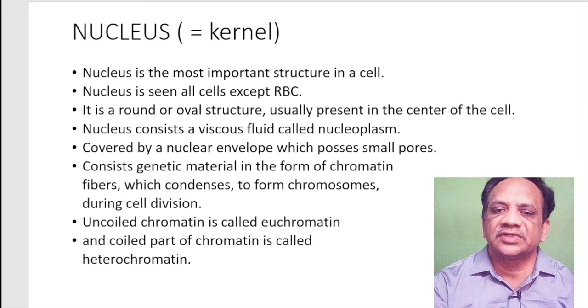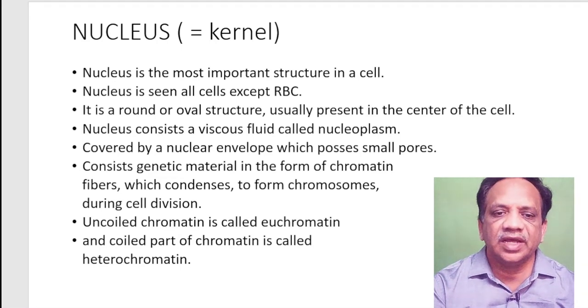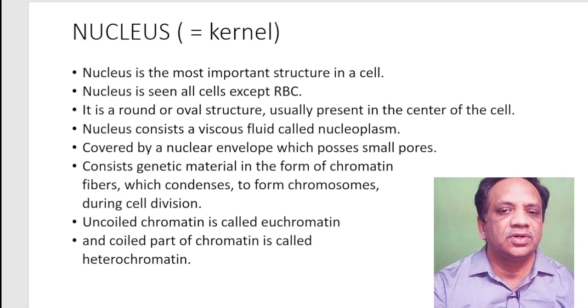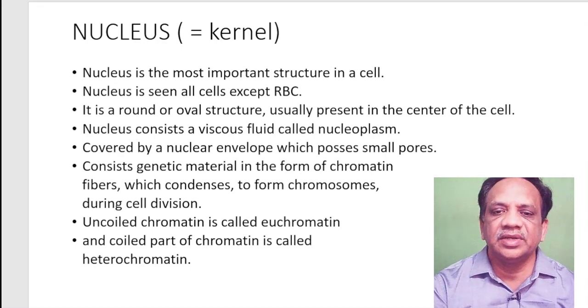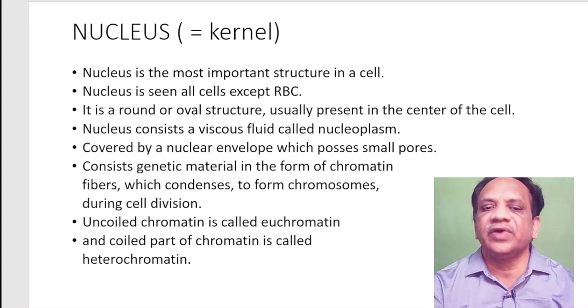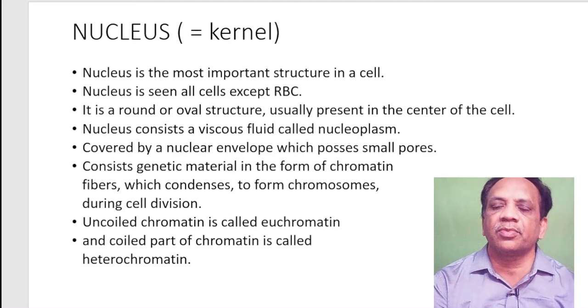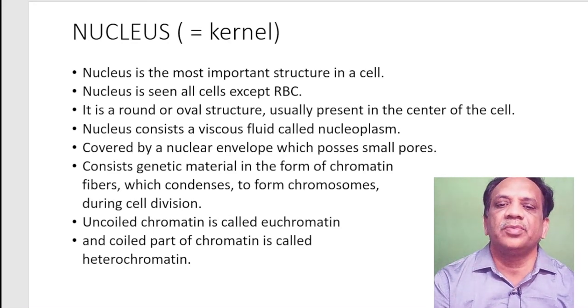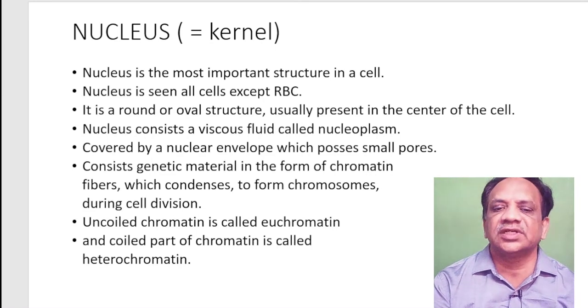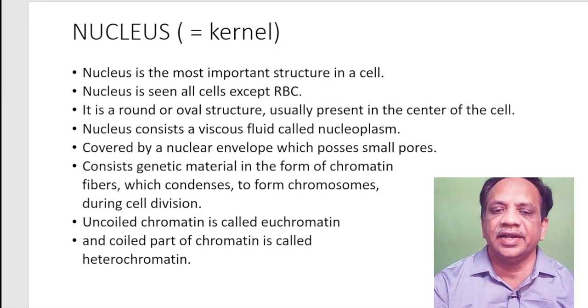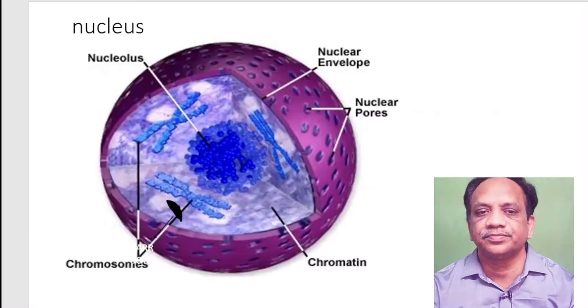Nucleus consists of a viscous fluid called nucleoplasm. It is covered by a nuclear envelope which has small pores in it, and consists of genetic material in the form of chromatin, that is the DNA, and the chromatin fibers will condense to form chromosomes during cell division. The uncoiled chromatin in normal sections is called euchromatin, and the coiled part of the chromatin is called heterochromatin.